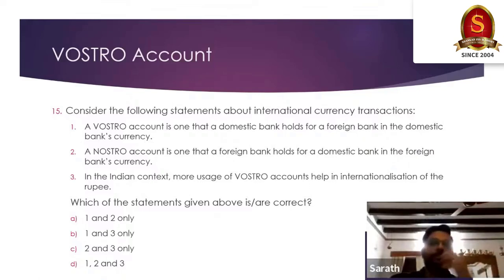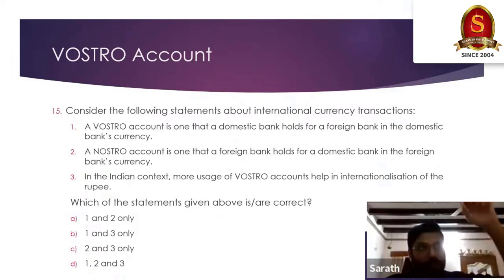Now look at the same account from the Russian bank's perspective. A Nostro account is one that a domestic bank holds with a foreign bank; for Russia, SBI is the foreign bank. Agreed? From the Russian perspective, the same account that SBI is holding is with a foreign bank, held for the domestic bank, the Russian bank, in the foreign bank's currency, Indian rupee. So the same account is referred to as Vostro as well as Nostro. From the account holder's perspective, if the Indian bank holds the account, India will call it a Vostro account. The same account, Russia will refer to as a Nostro account.